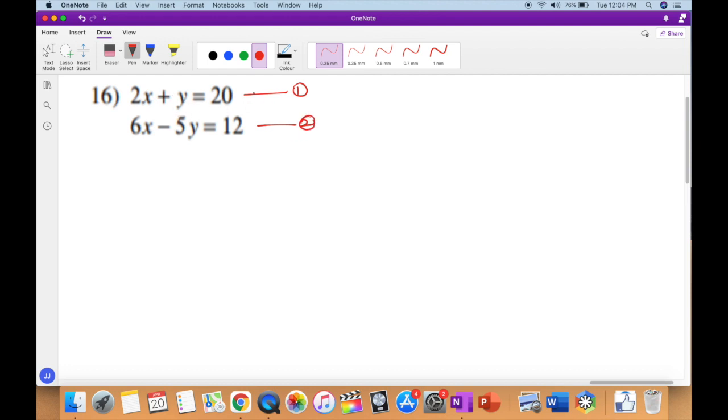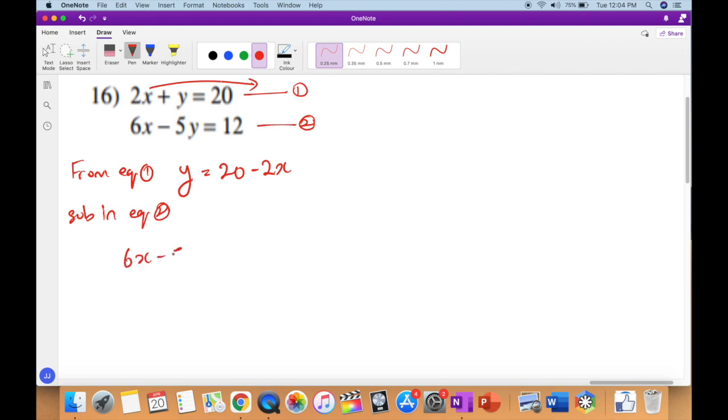We could see here equation 1 seems a little bit easier to manipulate this time just by throwing over the 2x. So from equation 1, y is equal to 20 minus 2x. So let's sub that in equation 2. So sub in equation 2 being 6x minus 5y equals 12. I can't simplify equation 2 anyhow, I don't think so. So I'll just go ahead and make the substitution. I can see I might end up with some pretty big numbers here, right?